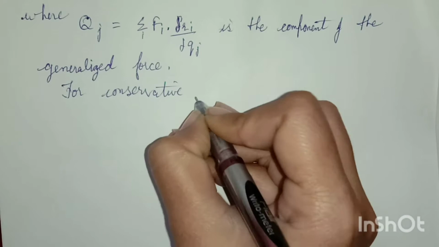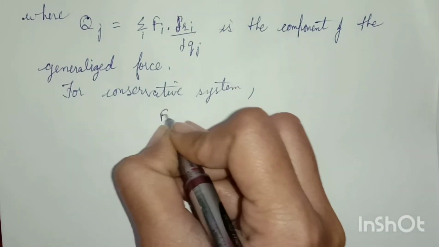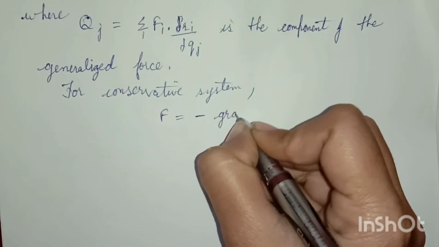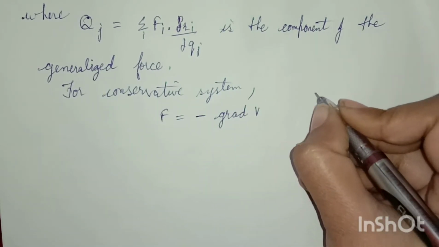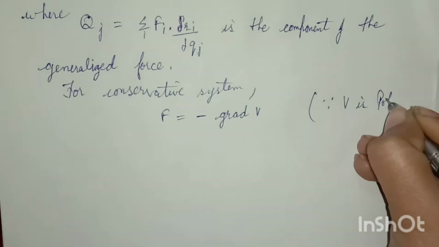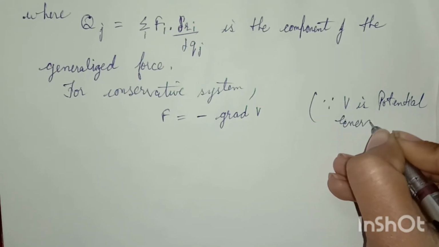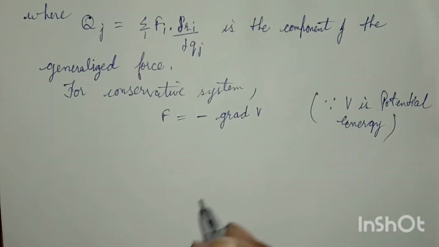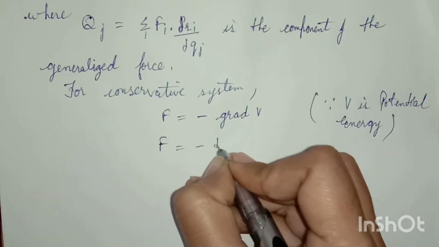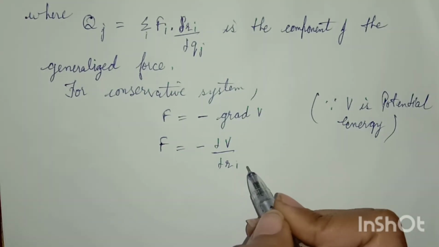Now we can write for a conservative system, our force is equal to minus gradient of V, because V is the potential energy of the system. So we can write now F, which is equal to minus curl V upon curl Ri. We can write this equation like this.